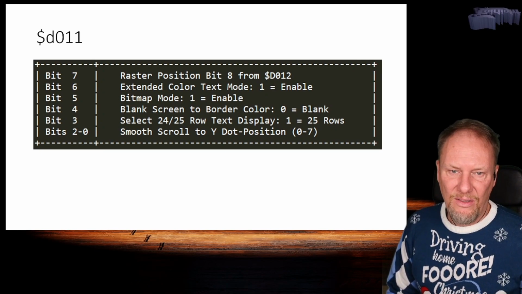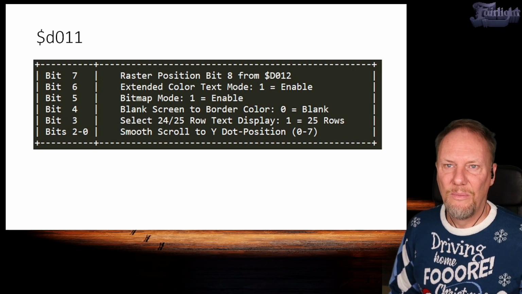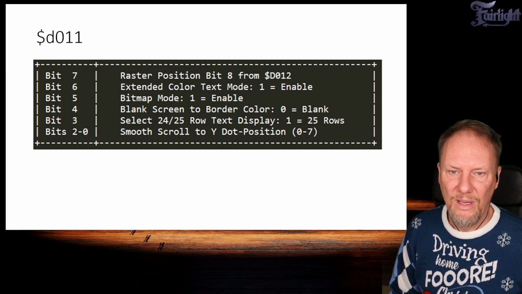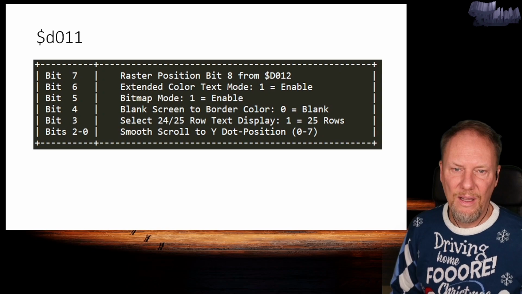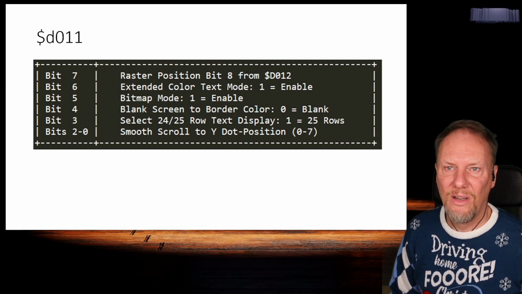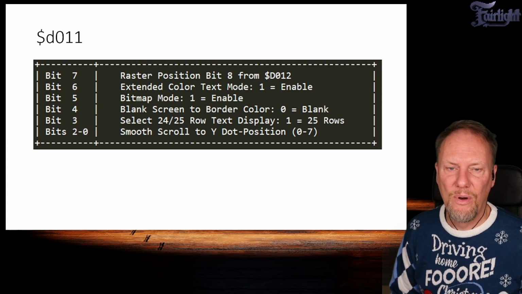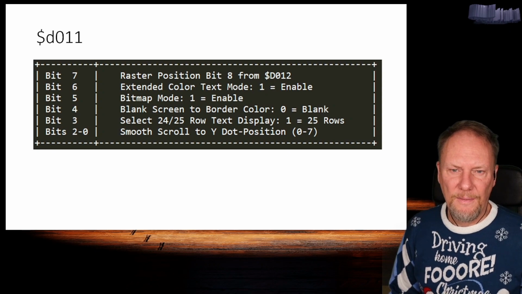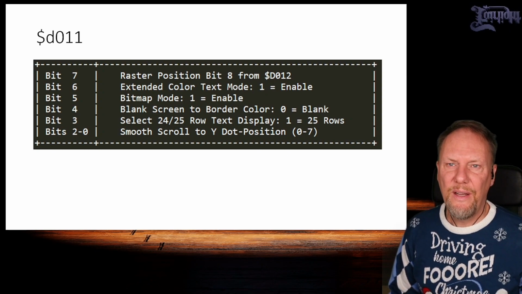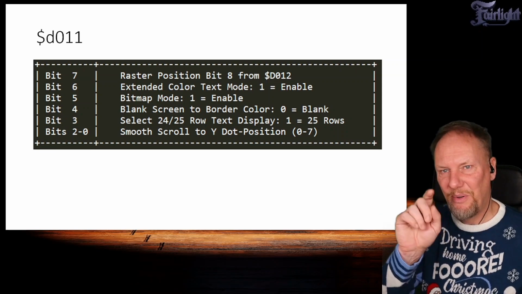Yeah, you can blank the screen, and bit 5 is where you set bitmap mode. Normally when you set it to 0, it's character mode. And then there is bit 6, which has the extended color text mode. Well, the one I called extended color mode before. And the other thing is the dot matrix printer printing the screen.